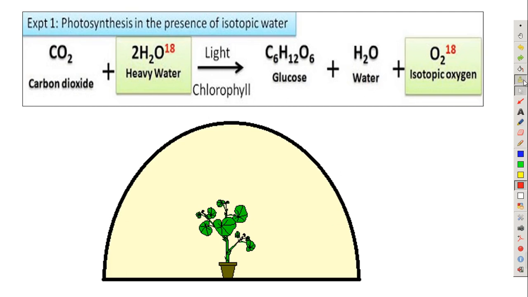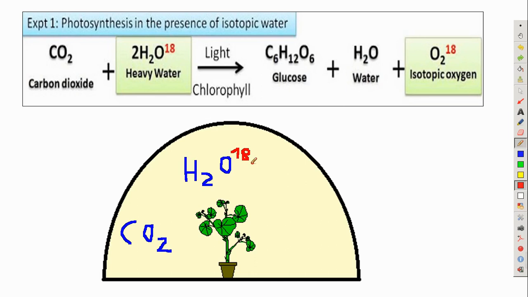First experiment, we have a plant which is in a sealed atmosphere, and in this atmosphere there are two things. We've got CO2, so normal CO2. When I say normal, it's the most common isotope. However, the water which is added in the medium has oxygen 18. So this is the less common isotope. So this has been added in this experiment.